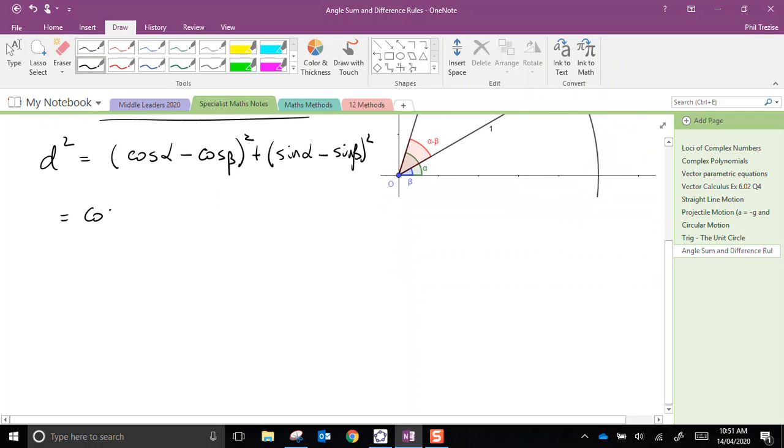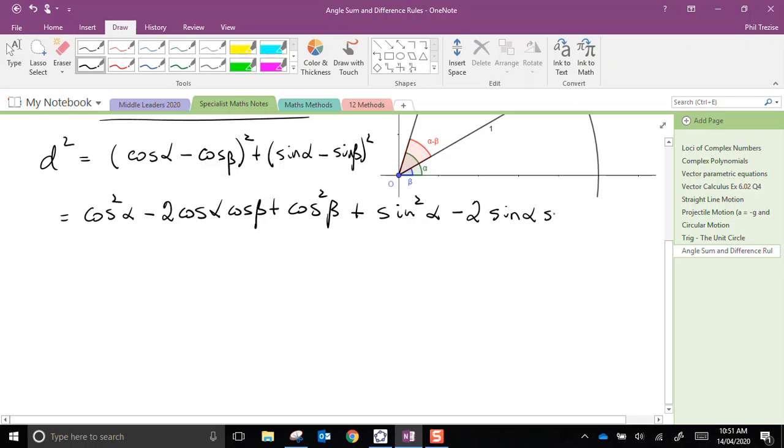Now let's expand. So I'd have cos squared alpha minus 2 cosine alpha cosine beta plus cos squared beta. That's the expansion of the first. Now I'll have sine squared alpha minus 2 sine alpha sine beta plus sine squared beta.